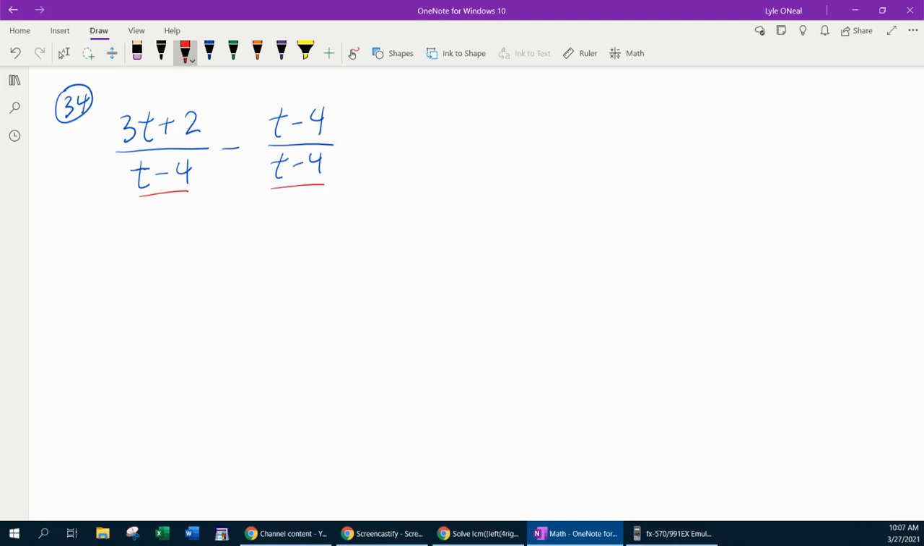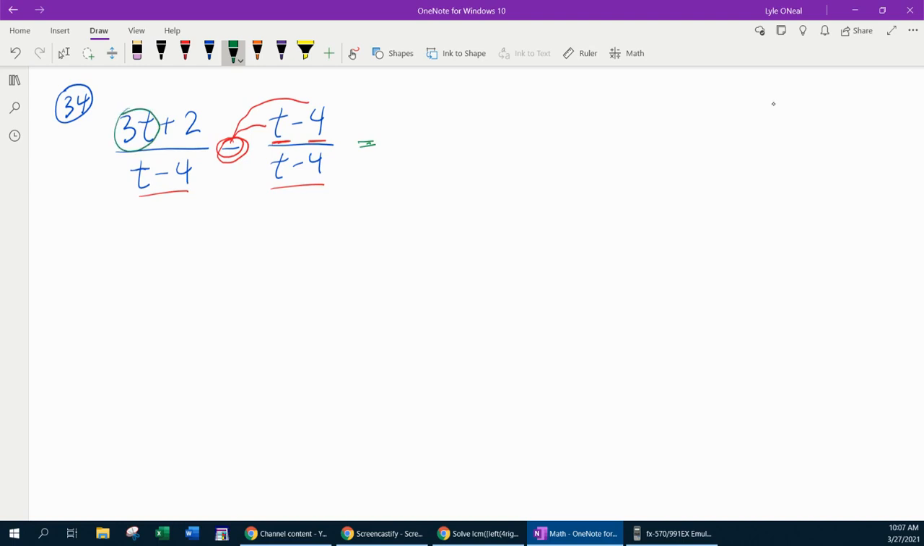And the only thing that you need to be aware of when you're doing subtraction with fractions is that the minus, if it's in front of a fraction, it needs to distribute to the numerator. Got that? This minus applies to every term in the numerator after it. So to subtract here, we're going to subtract our like terms.